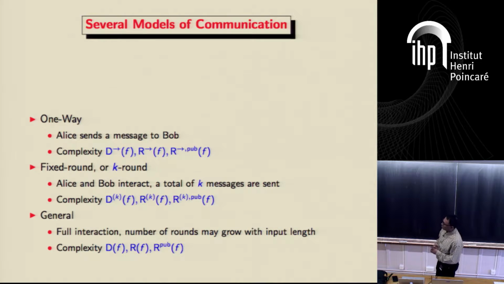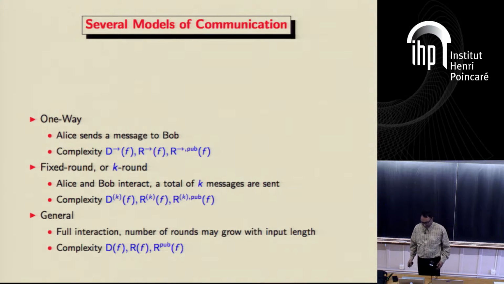In the one-way model we don't have any interaction. Alice simply sends a message to Bob, and that's it, and then Bob has to compute whatever the function is. So if you want to talk about the one-way complexity, we'll denote it D with an arrow for deterministic complexity, or R with an arrow for randomized complexity with private coins, and with a superscript pub if you're allowing public coins. Public coins is a situation where you have shared randomness.